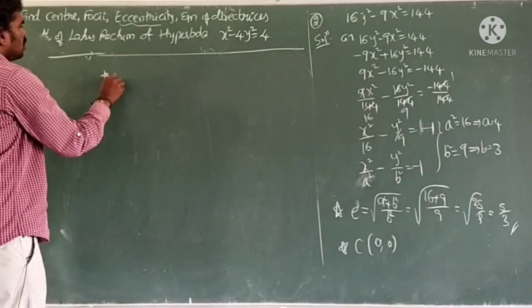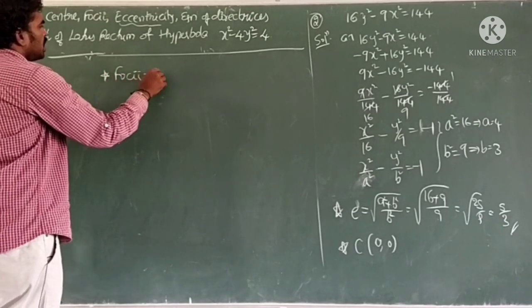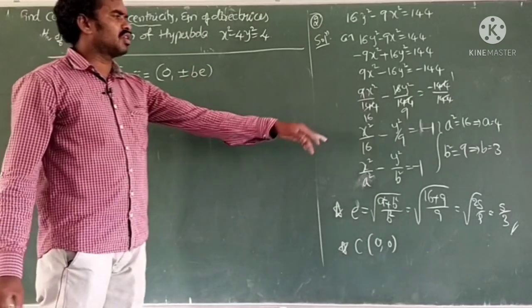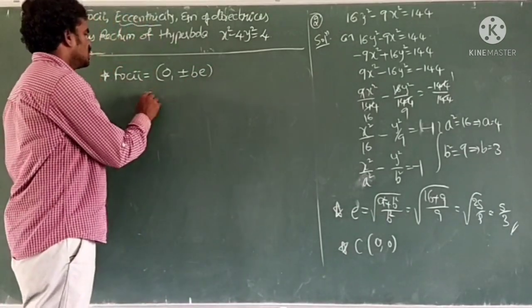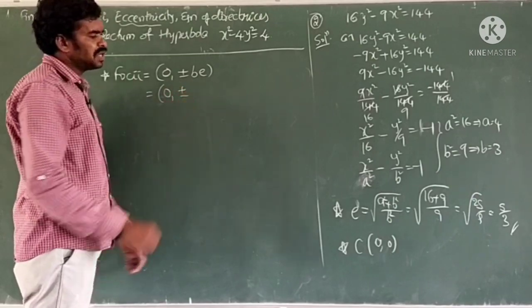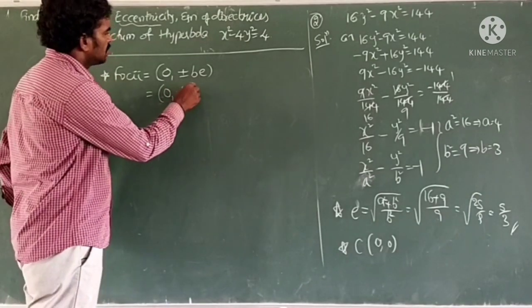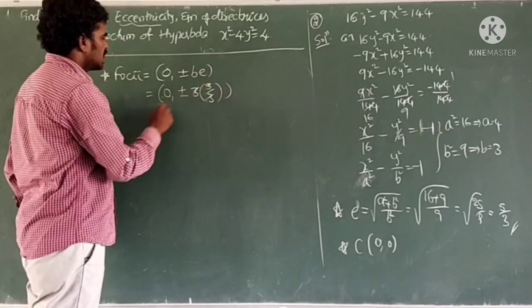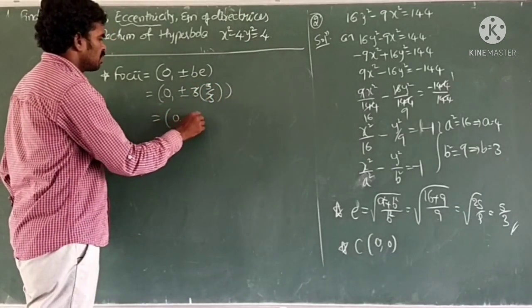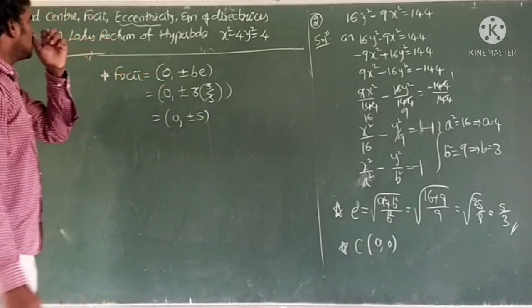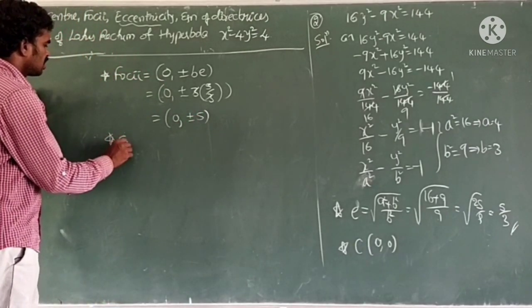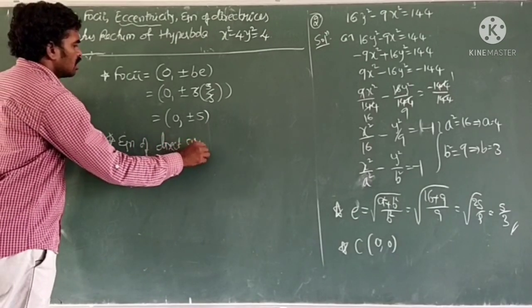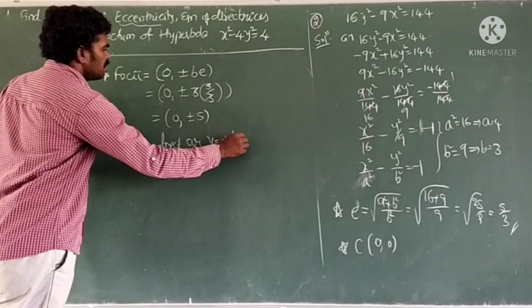Next one, focus means foci, that is 0 comma plus or minus b, because it is a conjugate hyperbola. So it is 0 comma plus or minus b, where b is 3 and e is 5 by 3. The 3 cancels. So the foci are 0 comma plus or minus 5.